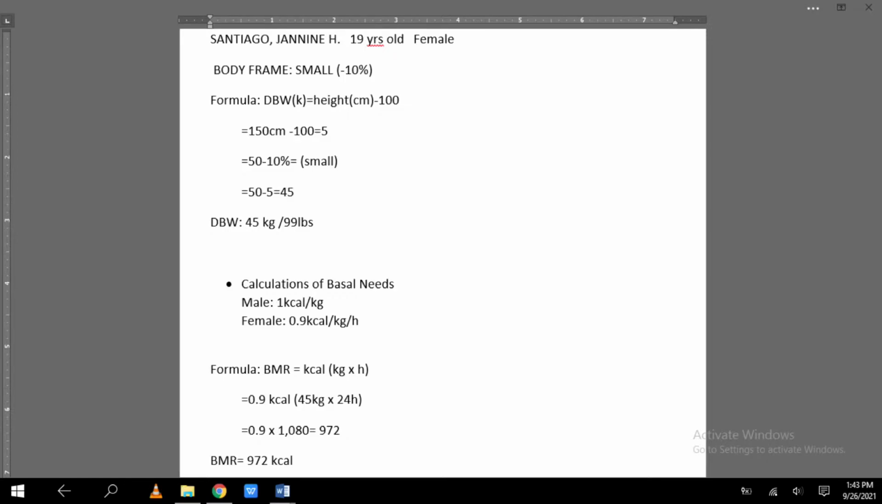In calculating basal needs, female is 0.9 kcal per kilogram per hour and male is 1 kcal per kilogram per hour. So the formula is kcal times kilogram times hours. I'm a female, so I'm using 0.9 kcal times my body weight, which is 45 kilograms, times 24. So the total is 972 kcal.